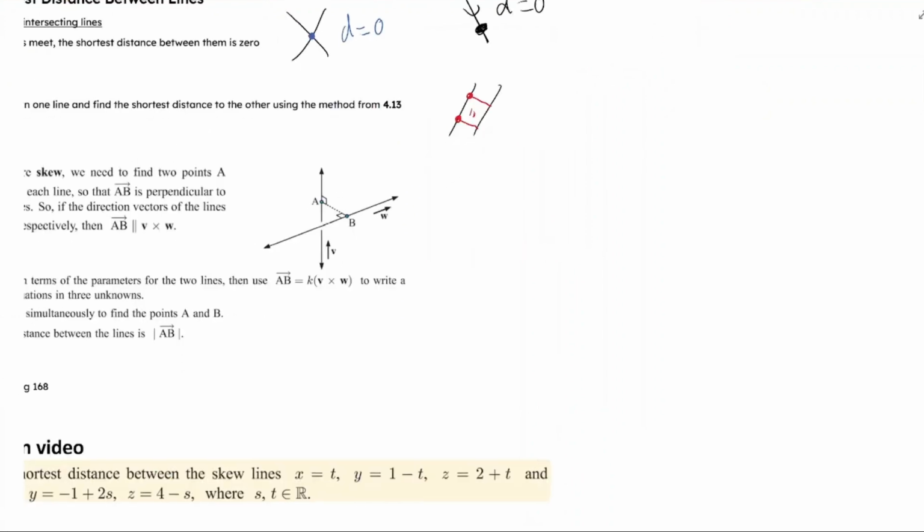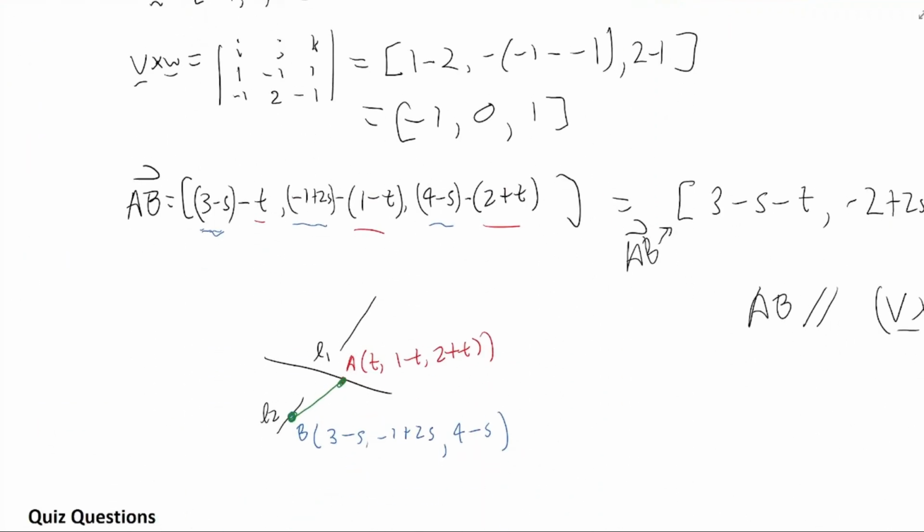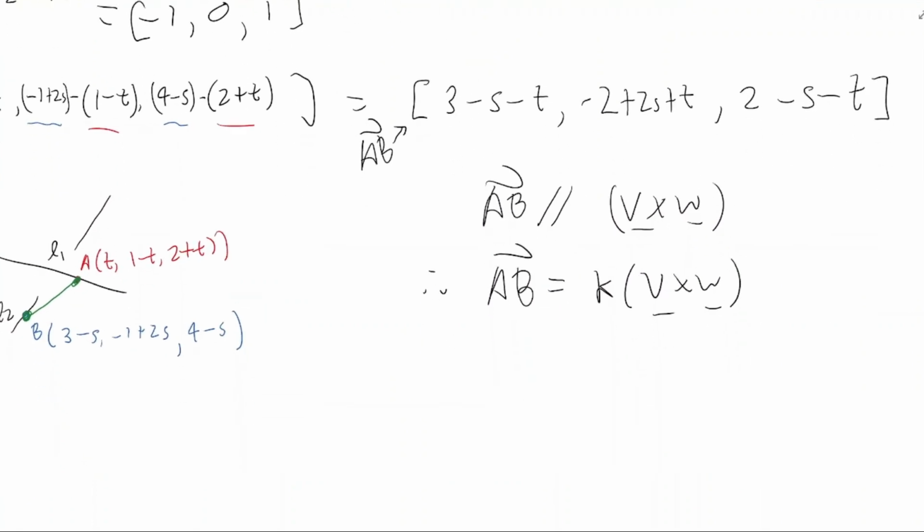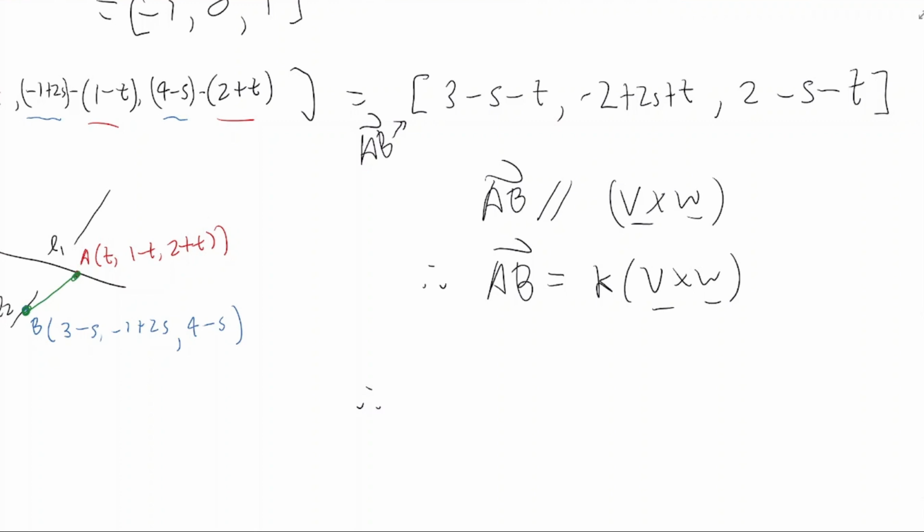Okay, so if AB is parallel to v cross w, what does parallel mean in vectors? Well, it means that AB equals some multiple, let's call it k, of v cross w. So therefore, let's step this out as vectors. I'm going to swap to vertical mode just so we can keep track of everything.